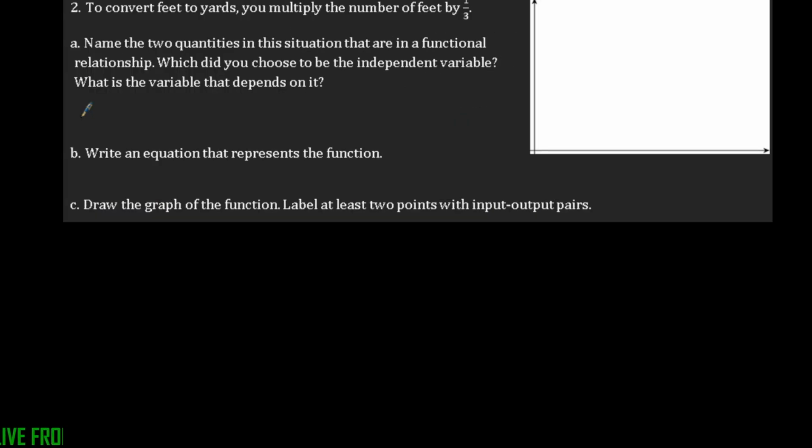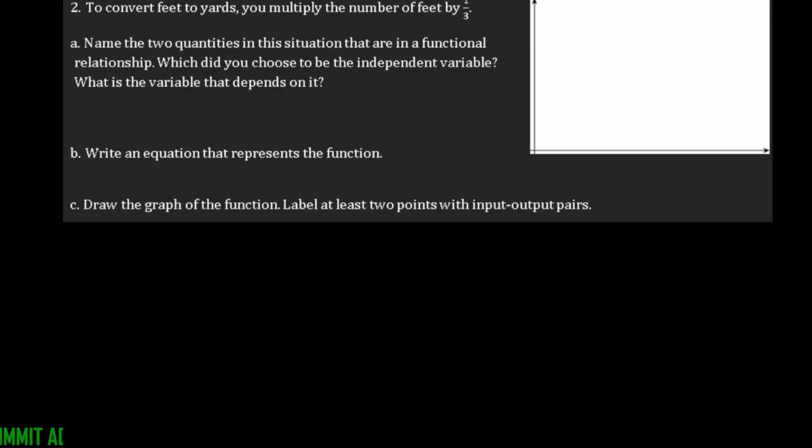For the next one, number 2, it says different problem. We're going to try to convert feet to yards. The way you do that is you multiply the number of feet by 1/3, or it's essentially dividing by 3. So for part A, it says name the two quantities in this situation that have a functional relationship, and which did you choose for the independent variable and dependent variable.